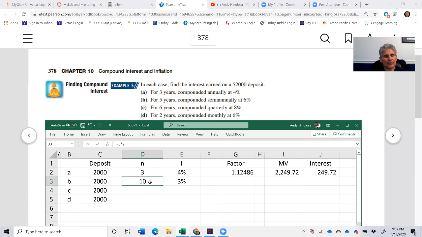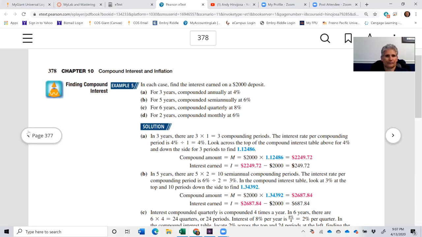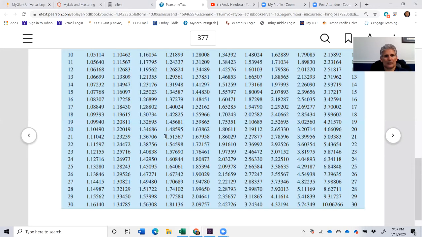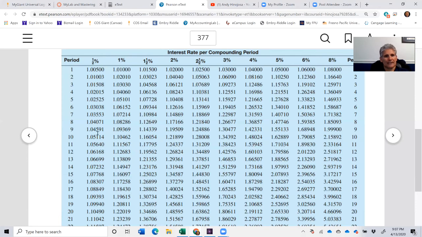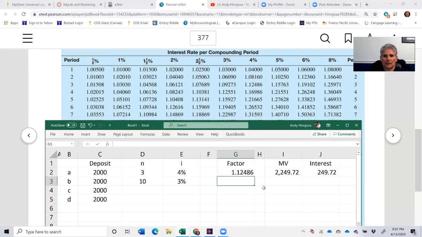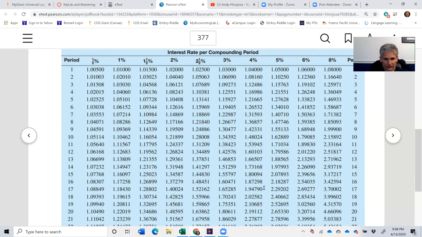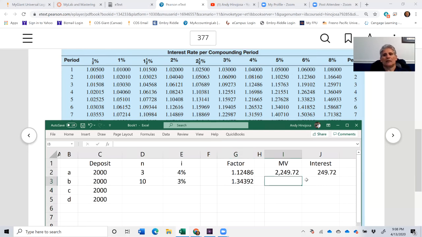The number of periods is 10, the rate is 3%. So 10 and 3. Let's go look it up on the table. 10 is the number of periods and the rate is 3%. Okay, 3%. 1.34392. There it is. All right.